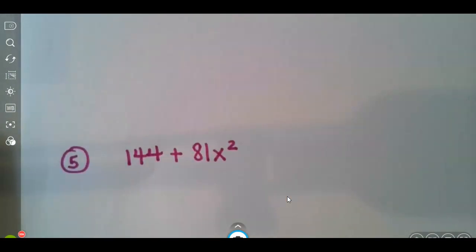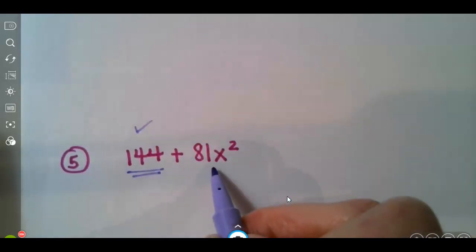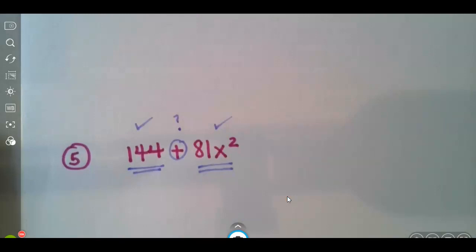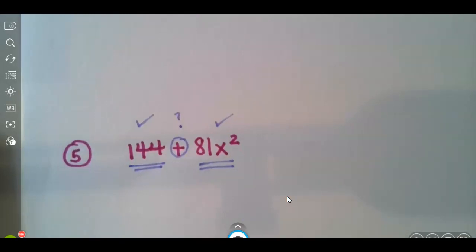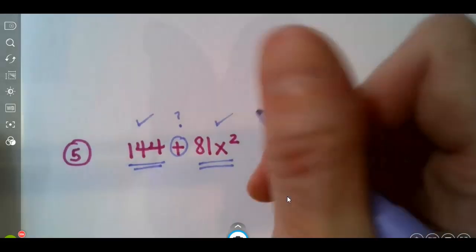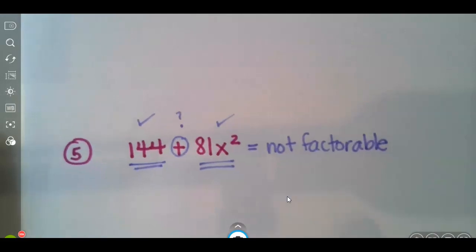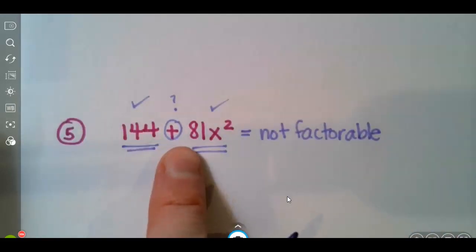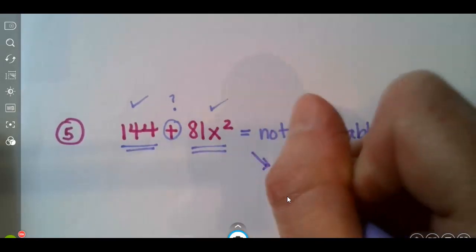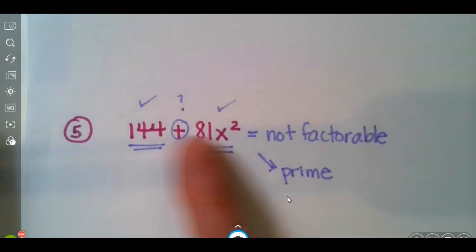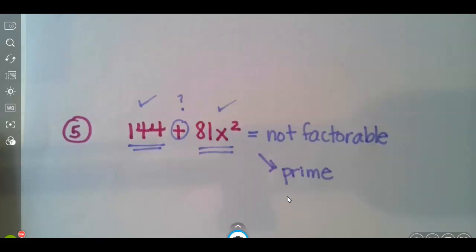All right, one last one, and I'm hoping you all look at this and go, hey, wait a minute, something's kind of off about that one. And you would be correct. 144, perfect square. 81x squared, perfect square. Plus? Nope. There is no formula for the sum of 2 squares. We cannot factor a sum of 2 squares. So you could say that this problem is not factorable, but that also would mean that nothing will divide evenly into 144 and 81x squared. So we often will also say then, this polynomial is prime, which means it's not factorable, and the only thing divisible into this is 1. All right, you've got some problems to practice. Good luck.